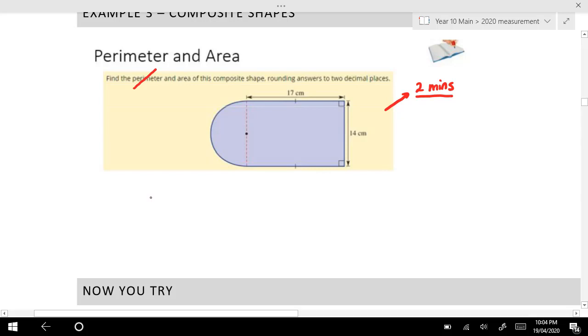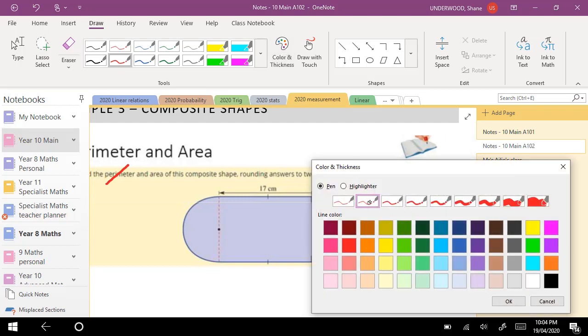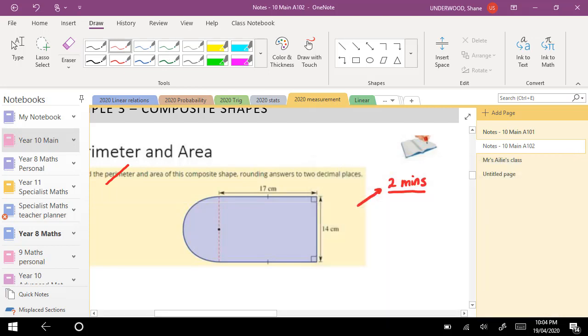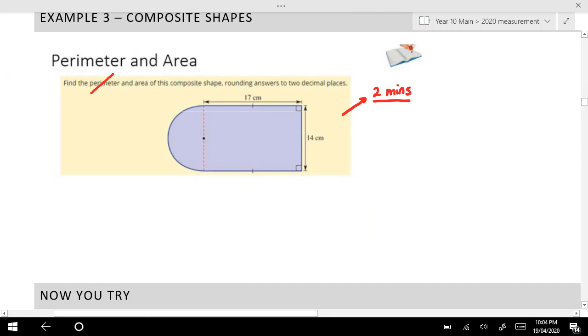All right, now what I'm going to do, first of all, I might just go down one thickness, and let's try this now. Let's try a different color. Red's a bit confronting. All right, so first of all, we're going to have the area.